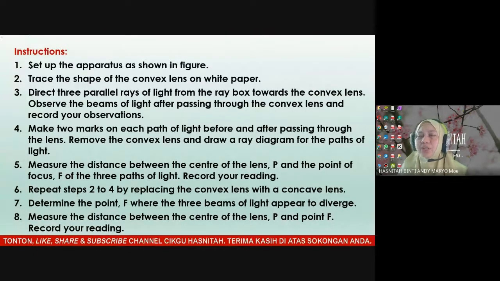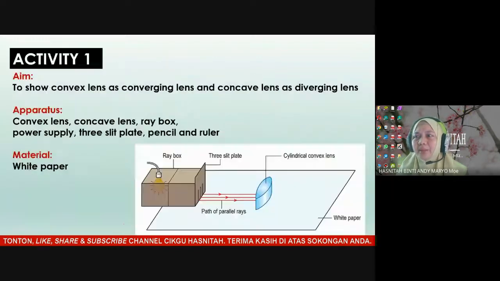The instructions you can read from number 1. We start with the setup. We set up the apparatus as shown here. So we place our cylindrical convex lens in front of a ray box. You can see there is a 3-slit plate here to create parallel lights, projecting to the convex lens. And this is the white paper where we can trace the refracted light after passing through these lenses.